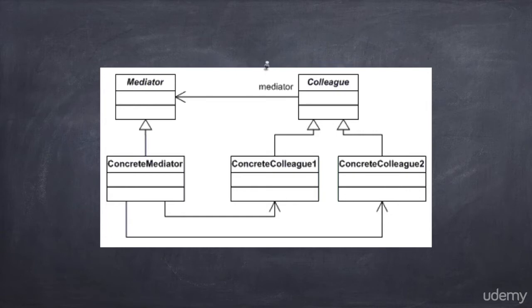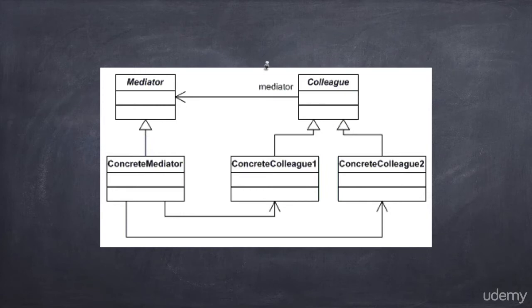Note, by the way, that you do not need to derive all colleagues from the same base class. All you need to ensure is that each concrete colleague holds a reference to the mediator, and that there is some kind of mechanism to initialize this reference. A parameterized constructor is the most common way to do this. So, if all of your concrete classes contain the reference and the constructor, then you do not need a common base class.